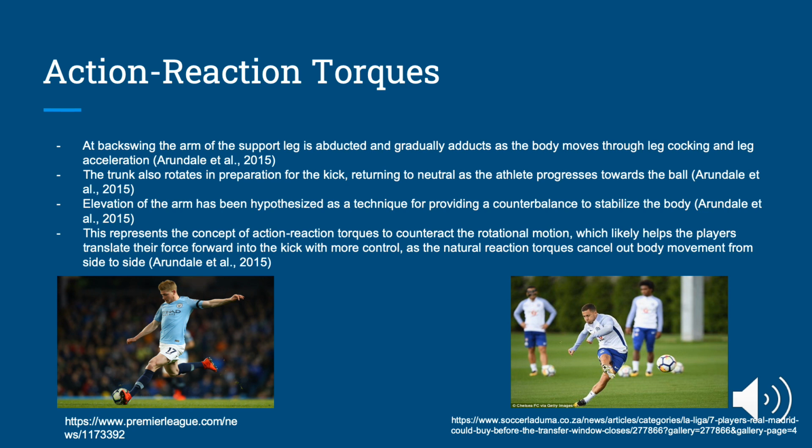So you can see the first part of this on the left picture with the arm abducted. The top half of the body is rotating one way, the bottom half is rotating the other way. And then on the right picture, both halves start twisting in the opposite direction and come together. We think that with these canceling out, they help the athletes move forward and put all their force forward into their kick instead of having anything going off to the side. It has been hypothesized that this technique helps provide a counterbalance to stabilize the body.